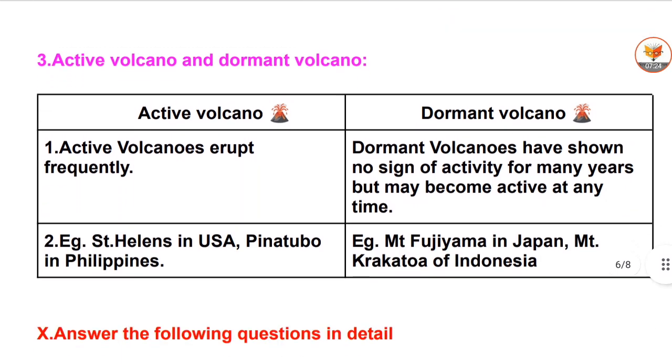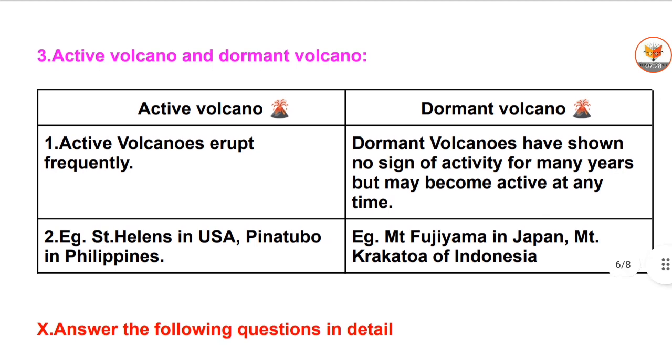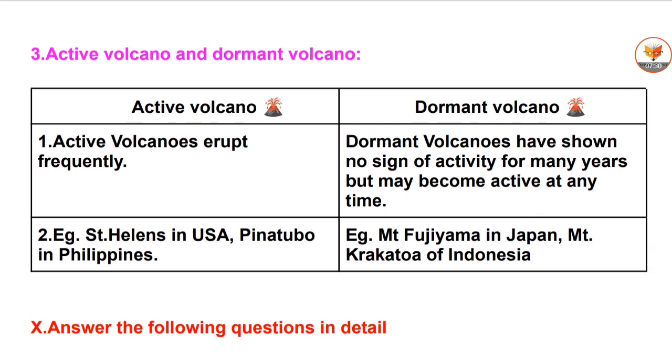Active volcano. 1. Active volcanoes erupt frequently. 2. E.g. St. Helens in USA, Pinatubo in Philippines. Dormant volcano. Dormant volcanoes have shown no sign of activity for many years but may become active at any time. E.g. Mount Fujiyama in Japan, Mount Krakatoa of Indonesia.